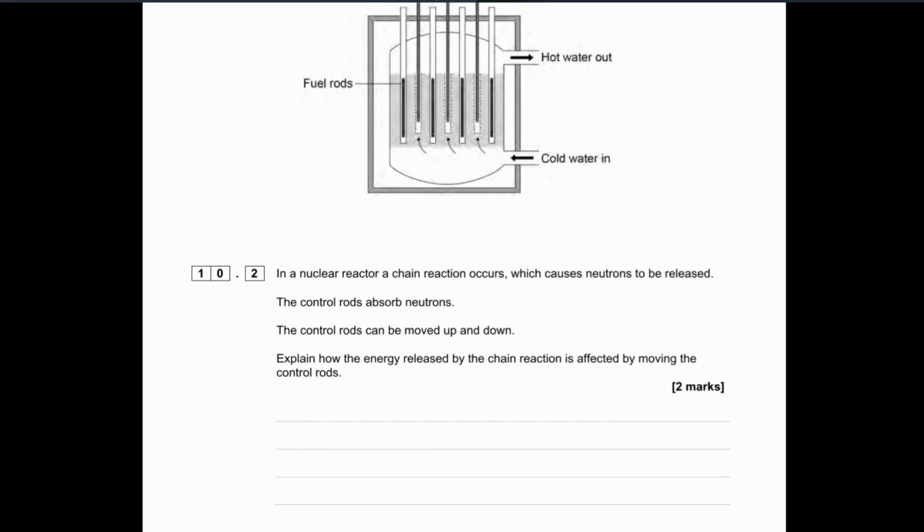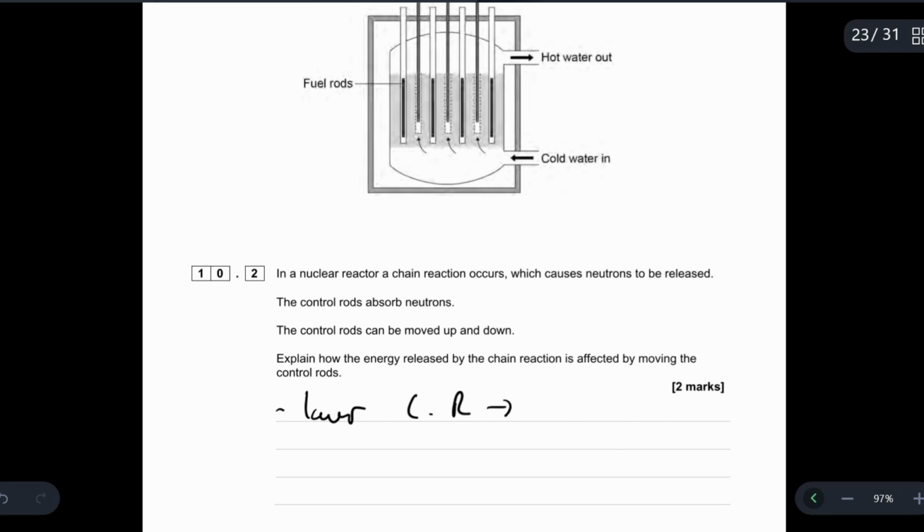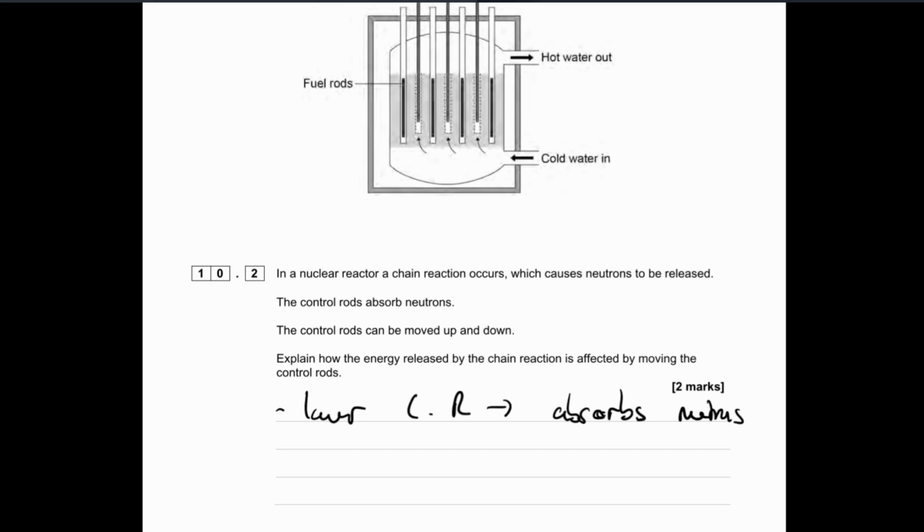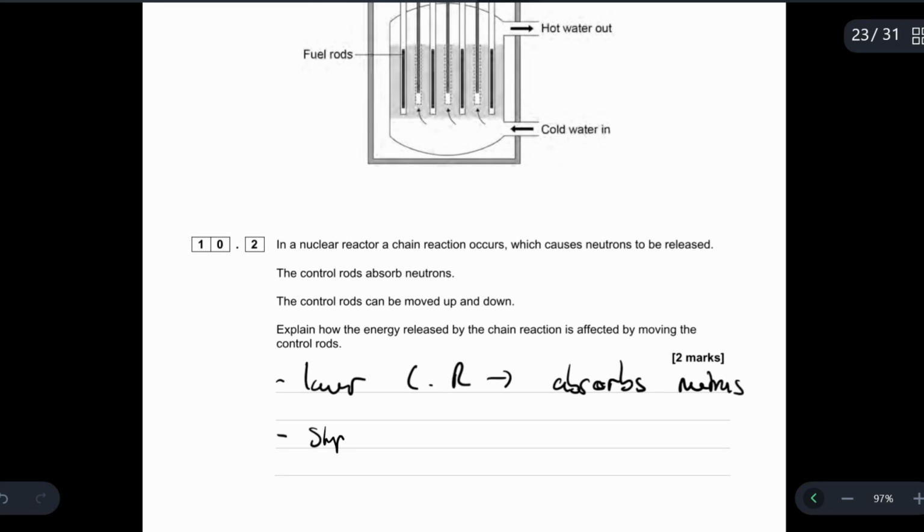Okay, so essentially we start off with all our control rods up, and we have our chain reaction going on. Now when we lower the control rods, what happens is we start to absorb the neutrons. So we lower the control rods, and this absorbs the neutrons. The control rods are made of a material that is able to absorb the neutrons, and when you absorb the neutrons, you basically prevent the chain reaction, you basically stop the chain reaction.